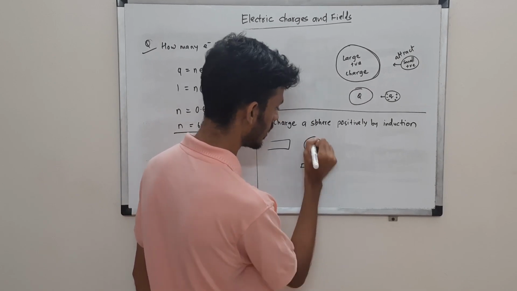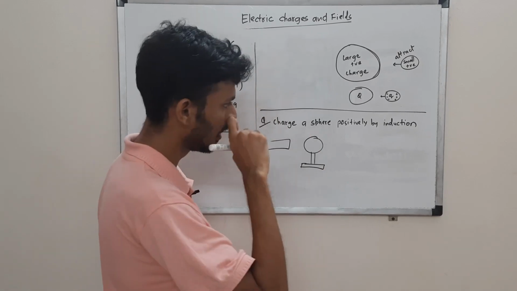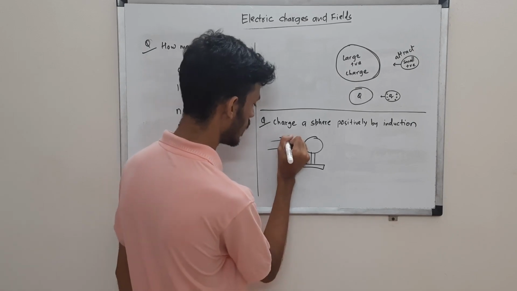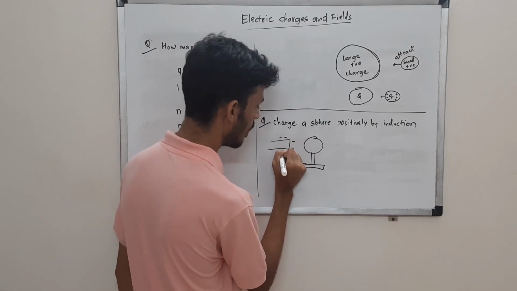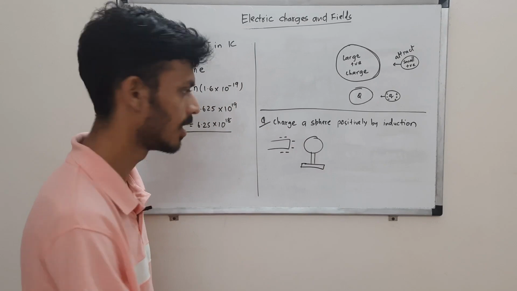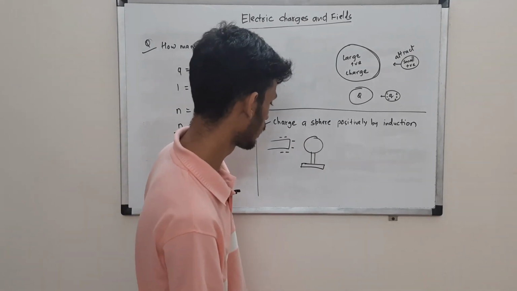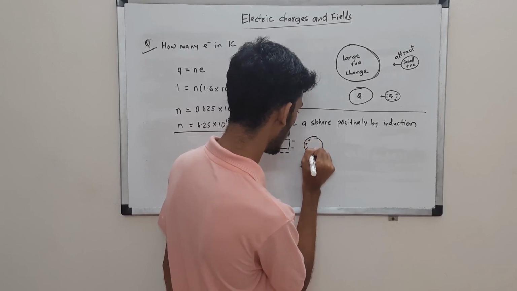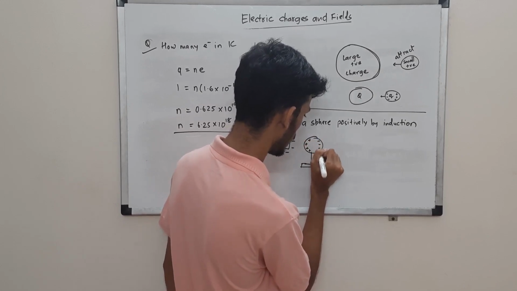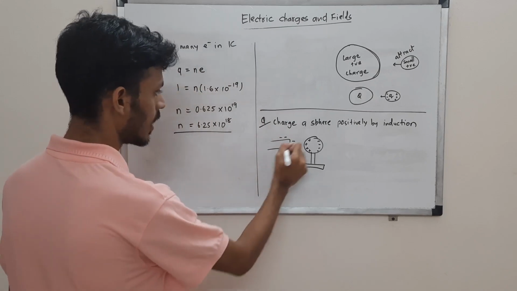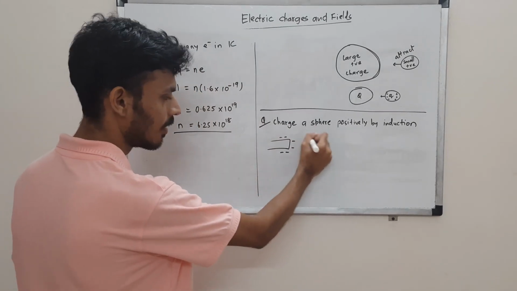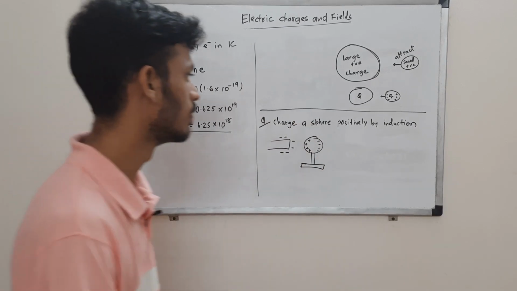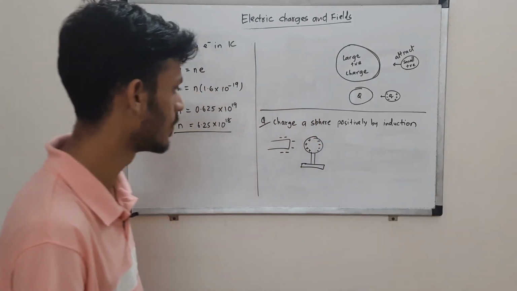So this is the insulating stand, metallic sphere. We'll bring a negative charge close to it. This is an ebonite rod, you can say, since it is negatively charged. Then this will produce positive charges over here by induction, right? This negative sign will repel these electrons on this side of the region, and they will move to the other side. So positive charge will be produced on this side of the sphere.